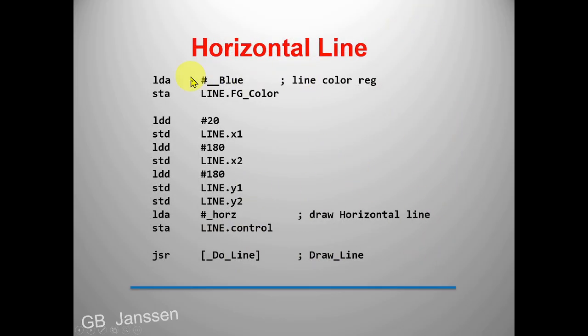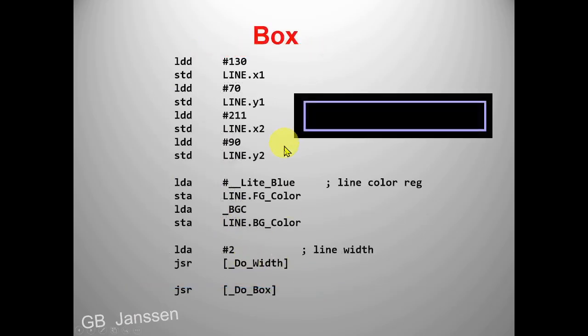Same thing with the horizontal line. Okay, this is a blue one. Here are the coordinates we're using: 20 in for the X1, 180 in for the X2, and the Y's are both 180, down 180, down 180. Control is the horizontal parameter, do a line, and you get a horizontal line.